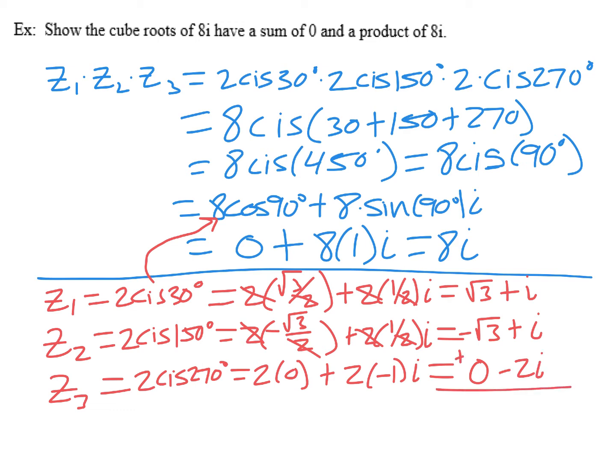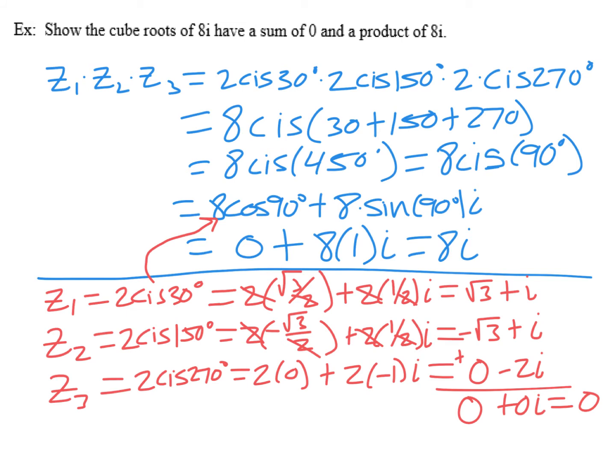All right, let's add these three together. Square root 3 plus negative square root 3 plus 0. So as far as the real component of this complex number with these three roots added together, it is 0, and that's good. That's what I expected. Now I go to the imaginary components, 1i plus 1i minus 2i. And sure enough, they add up to 0, okay?